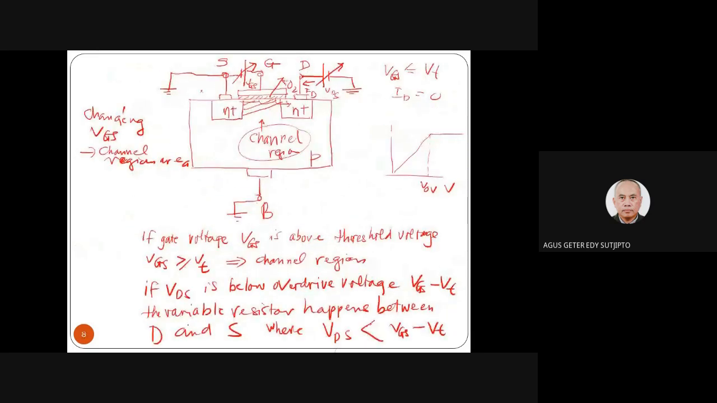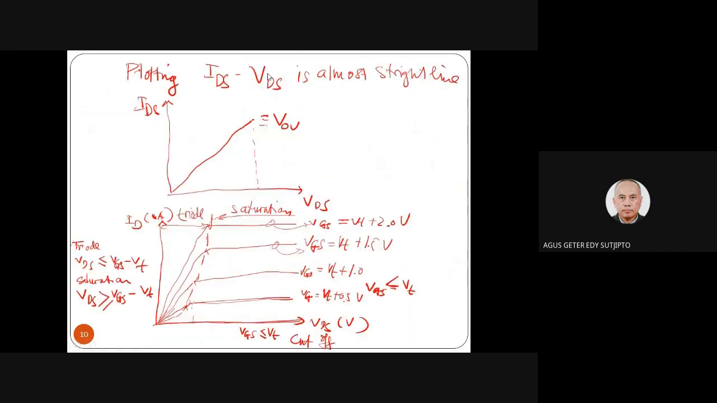this one, right? If we apply the VGS here, then we create the channel region, and then when we apply the voltage VDS, the current IDS will flow from D to S, or electrons flow from S to D. How big this current is depends on how big the VGS applied. That's why we control the current.